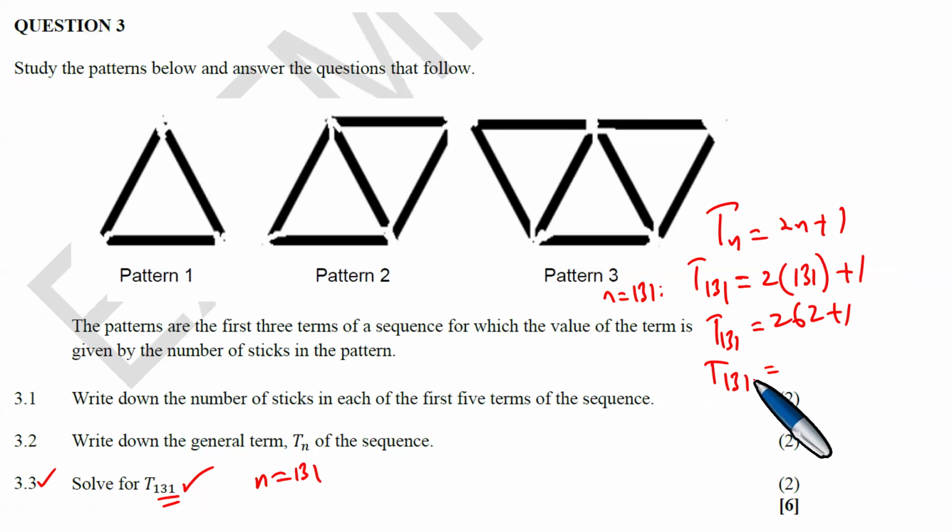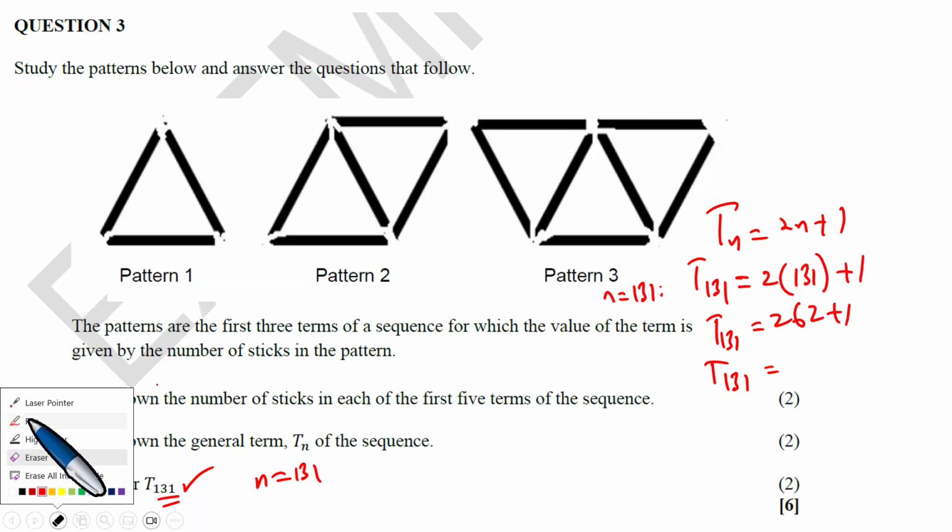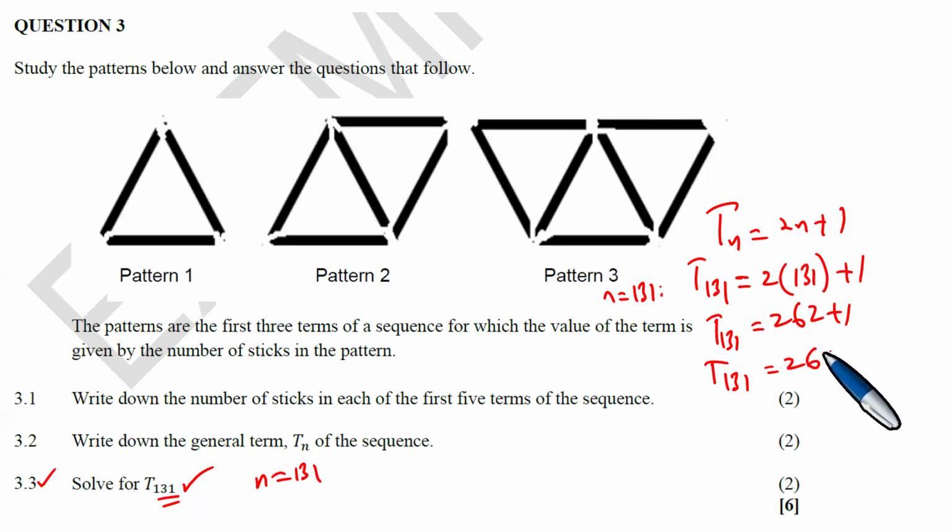263. Okay, yeah, 263, well done. It's exactly 263. So here you're going to write 263. Next. So obviously at this point you write T131, which is equal to 263. Okay, yeah, this is awesome stuff. So next point.